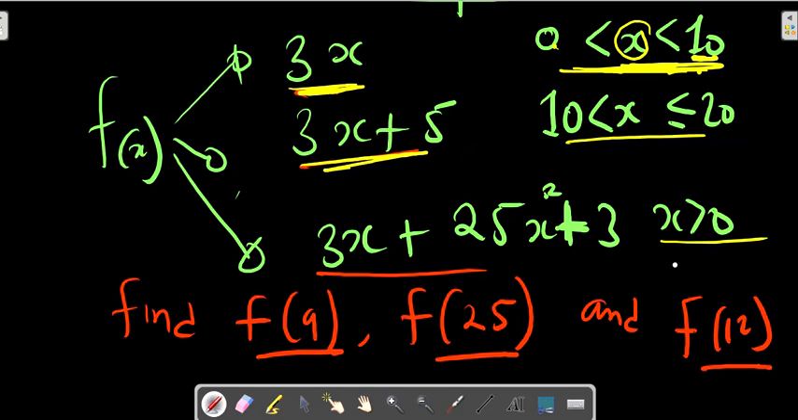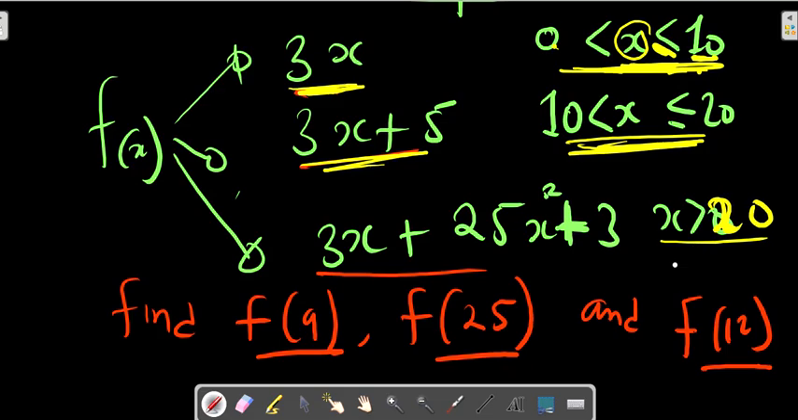For the second function to be active, we can see the condition here. 10 has to be less than x. I think this is meant to be less than or equal. So next is going to be 10 less than x and x less than or equal to 20. And the final one says for x values greater than 20.